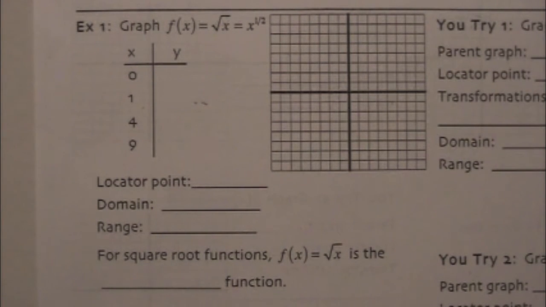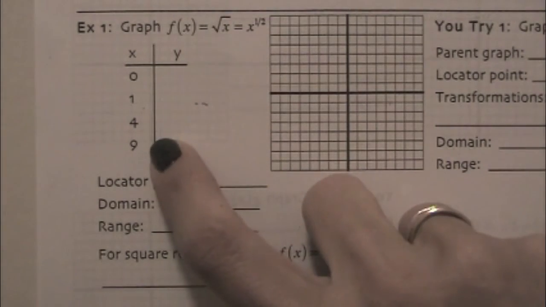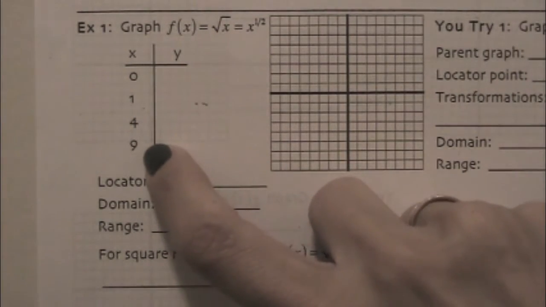In this lesson, we're going to cover graphing square root and cube root functions. Our first example says the graph of f of x equal to the square root of x, which is equivalent to x to the 1/2. And so we have an xy chart where the x's have already been picked for us.